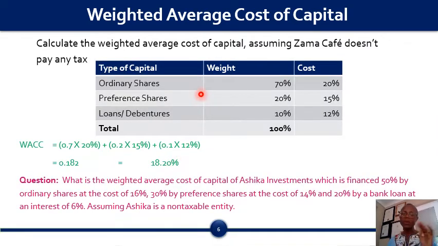Knowing all this, what is the weighted average cost of capital? We are saying 0.7 times 20. Let's pause there. Where is the 0.7 coming from? We are saying 70% is the same as 0.7. So 0.7 times 20, which is the first line, 0.2 times 15, which is the second line, 0.1 times 12, which is the third line. If we do that calculation, you will find 0.182, which is the same as 18.2%.